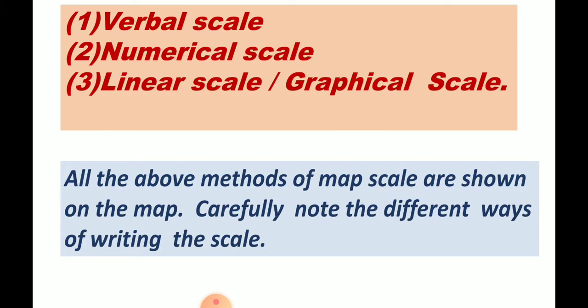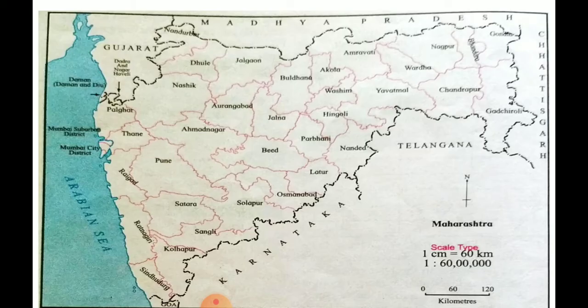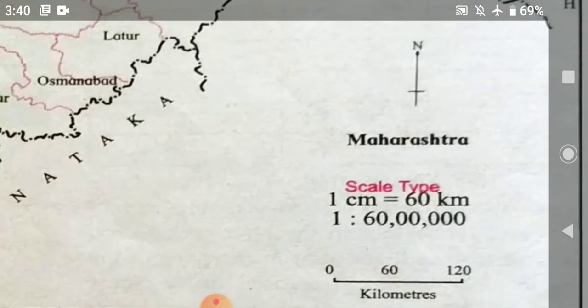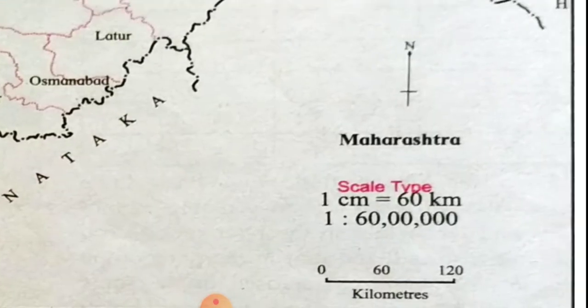The map which is shown before this is our Maharashtra map. So here you could see all three scales used in this map. You could see here, 1 centimeter is equal to 60 kilometer. This scale is called the verbal scale.